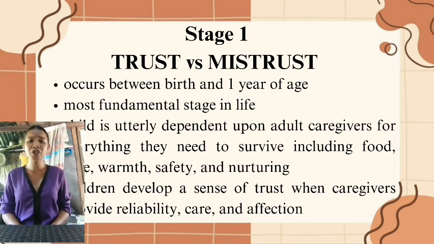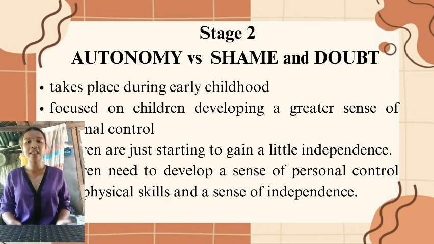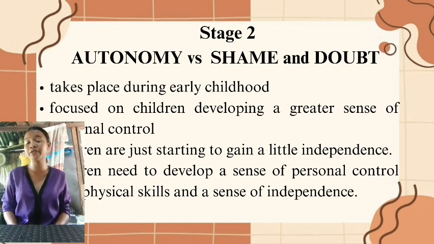Subsequent work by researchers including John Bowlby and Mary Ainsworth demonstrated the importance of trust in forming healthy attachment during childhood and adulthood. In stage 2, we have autonomy versus shame and doubt. The second stage of Erikson's theory of psychosocial development takes place during early childhood and is focused on children developing a greater sense of personal control.